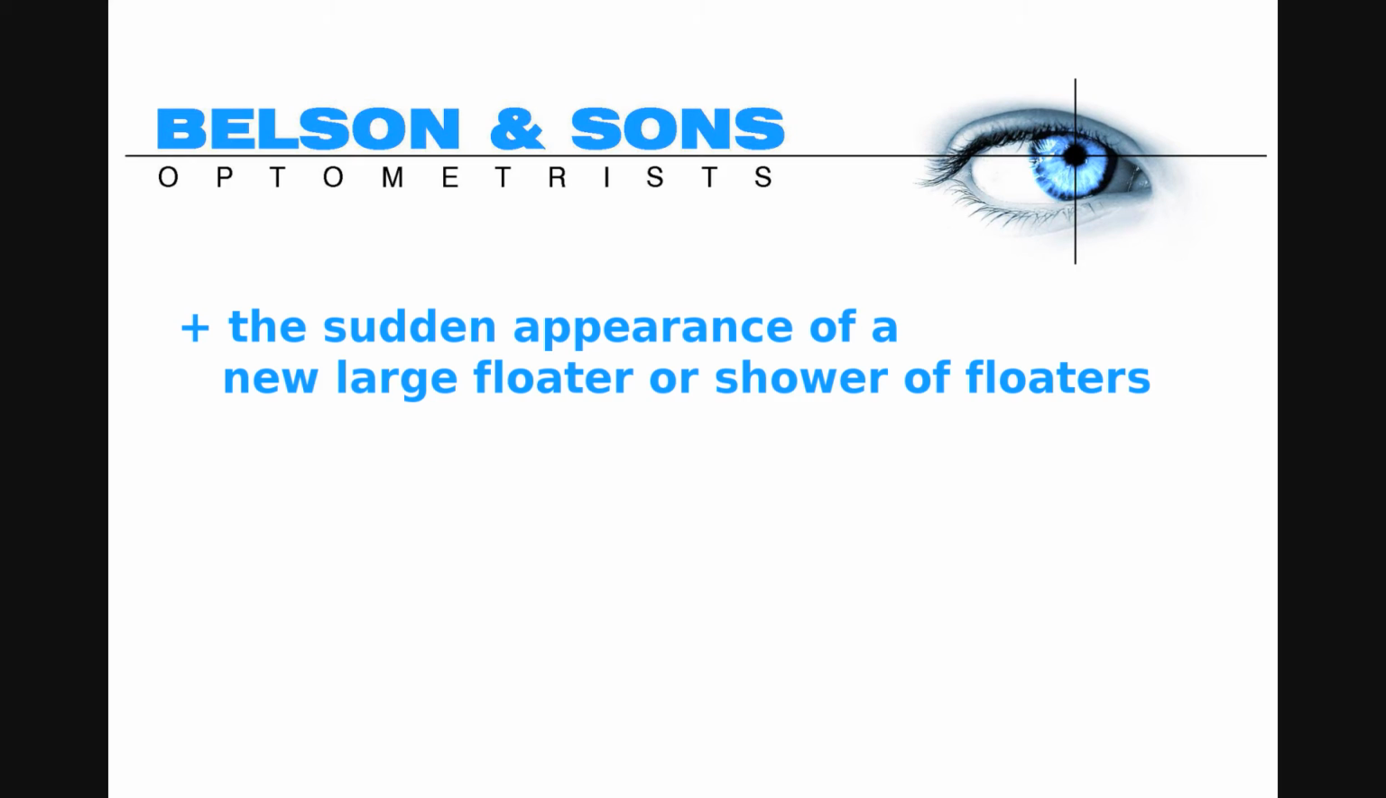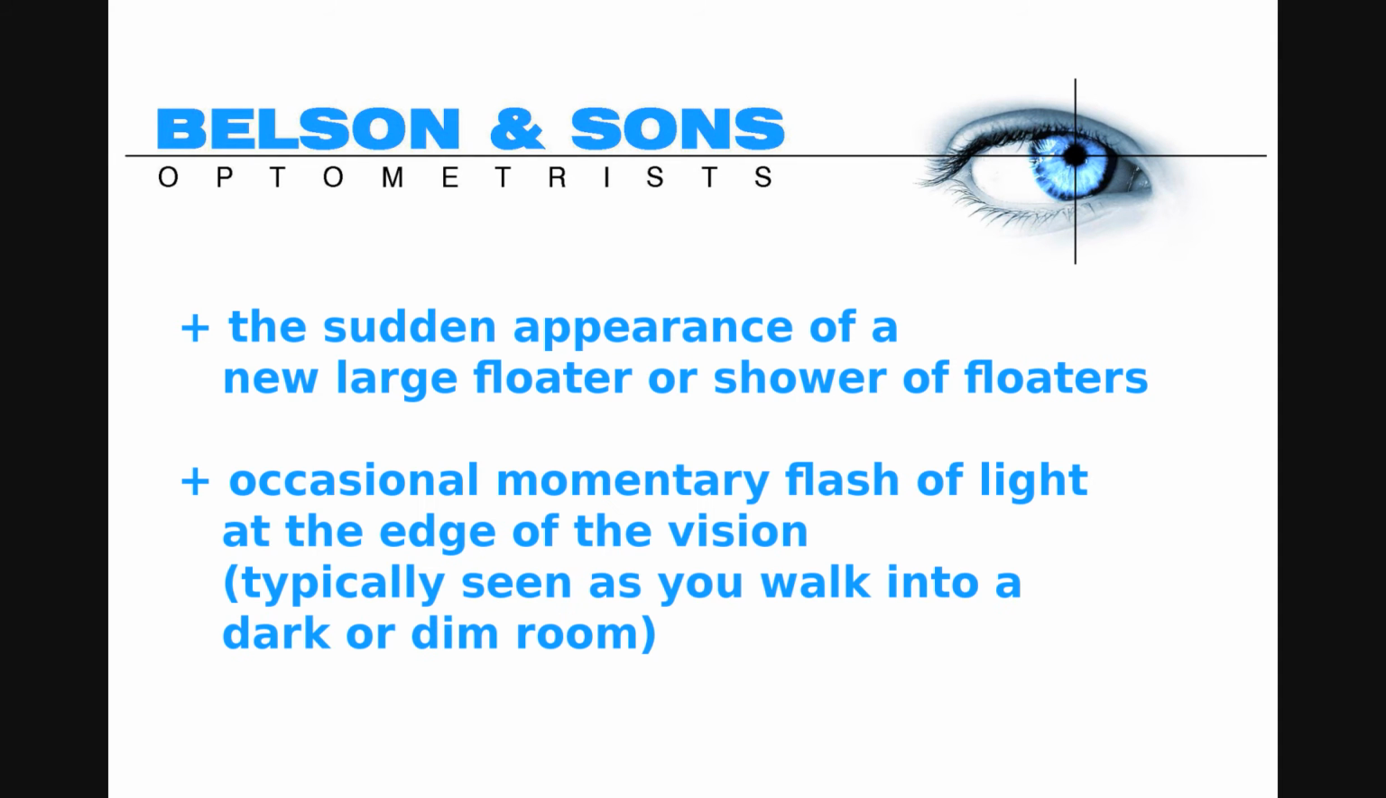This now brings us on to the subject of flashes, because another of the classic symptoms of a PVD is the occurrence of momentary flashes of light at the edge of your vision. A bit like distant lightning or someone using a camera flash off to the side of you. So the classic symptoms of PVD are the sudden appearance of a new large floater or shower of floaters, and the occasional momentary flash of light at the edge of your vision, typically seen as you walk into a dark or dim room.